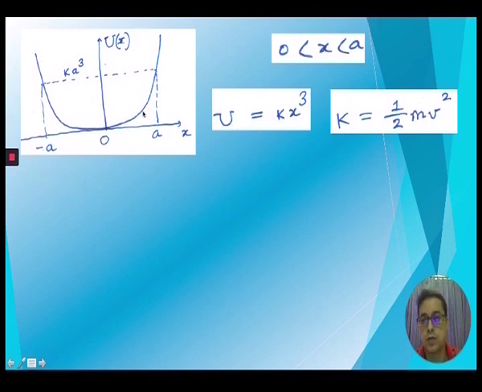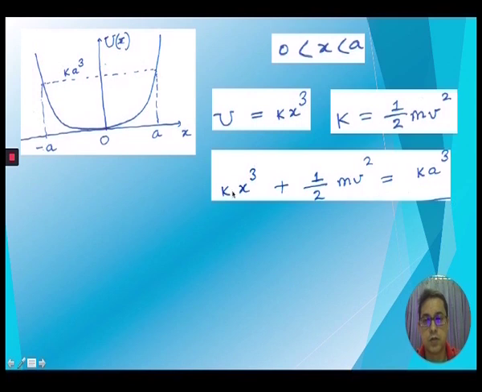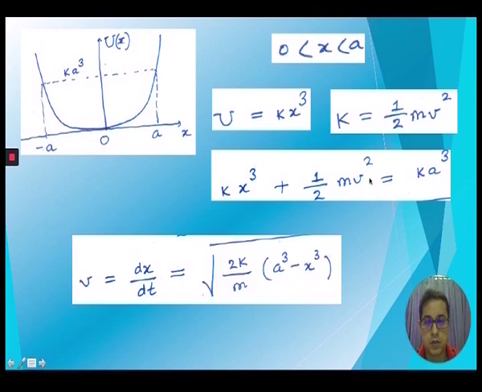So at any given position x between 0 and a, the total energy would be kx cubed plus half mv squared. Now because of conservation of energy, this has to be equal to the total energy ka cubed. So using this you can find out the velocity, dx/dt, you get it.